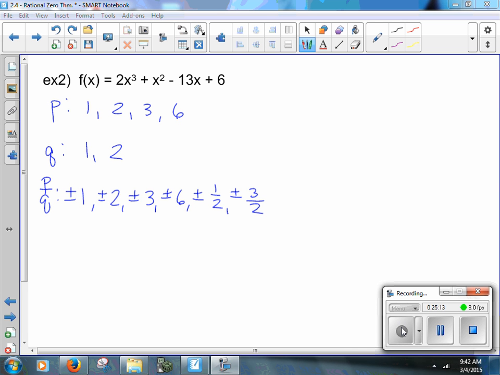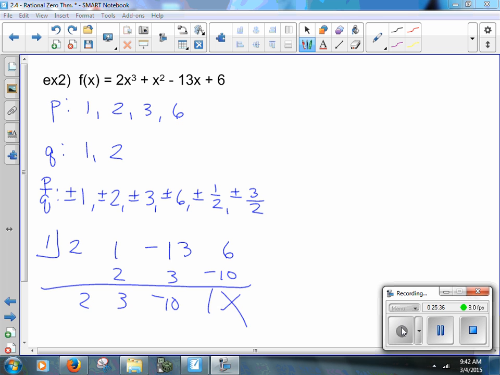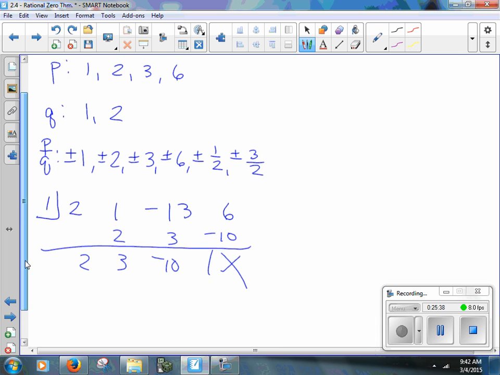Hey, did you have your p over q's as these values? 1, 2, 3, 6, 1/2, 3/2? Yeah? Which one did you choose first? One, I always choose one first. Choose one. One's not going to work, is it?